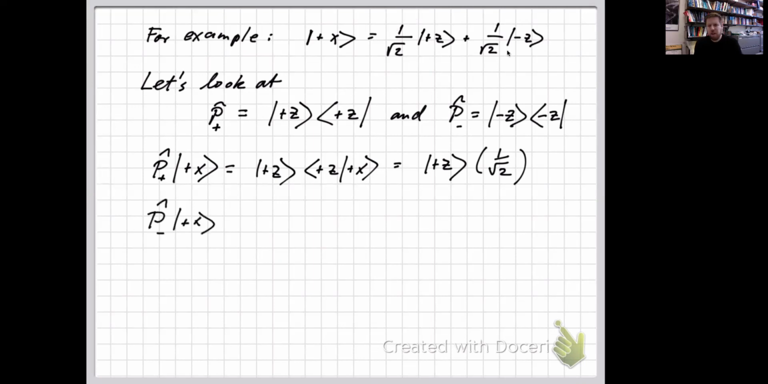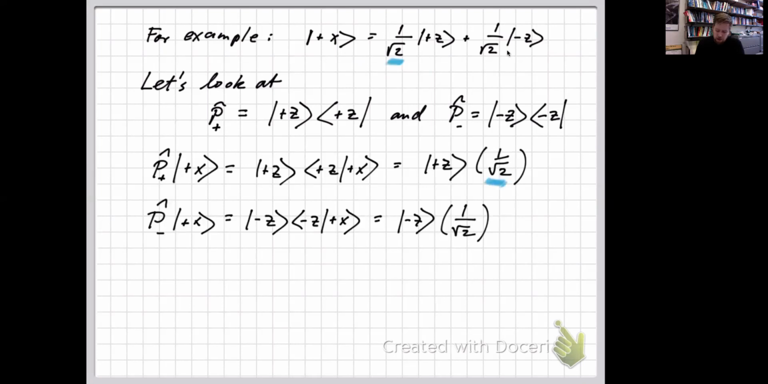Okay, and so we have that, and so now I can do the same thing with the minus projection operator, P minus, same formula, and we get 1 over the square root of 2 times the minus z state.